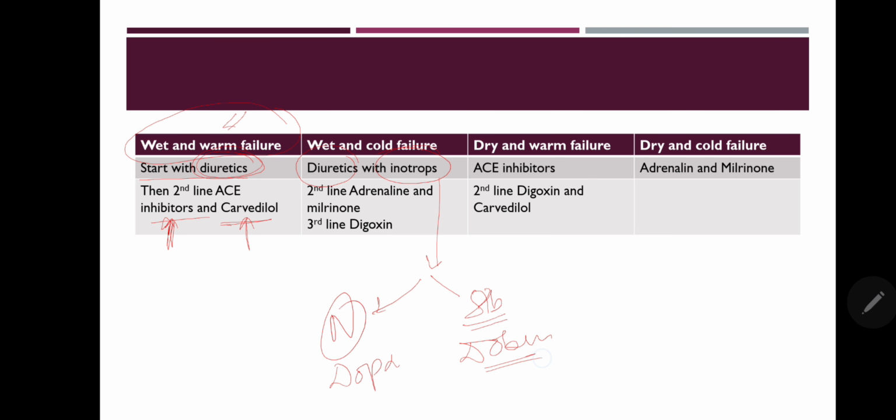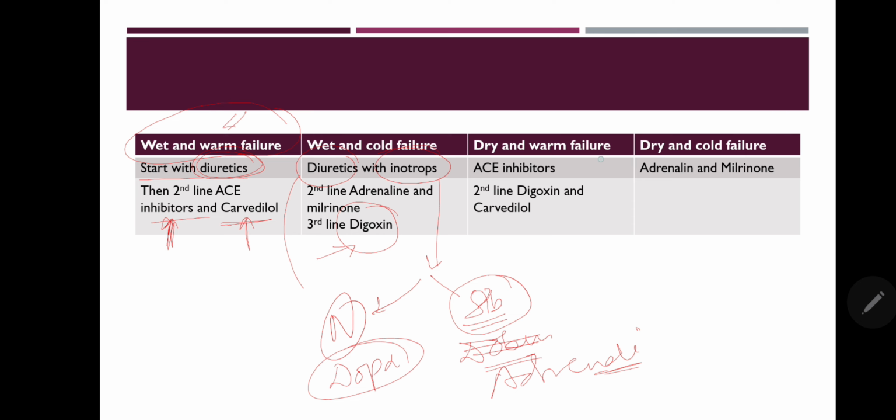If the child is normotensive, sorry, we start with adrenaline. So when there is a wet and cold failure with a structurally normal heart, we start with diuretics along with dopamine. And when there is a structurally abnormal heart, then start with diuretics and adrenaline. After that, if the symptoms are not improving, we give digoxin. But digoxin is not given in the acute phase.